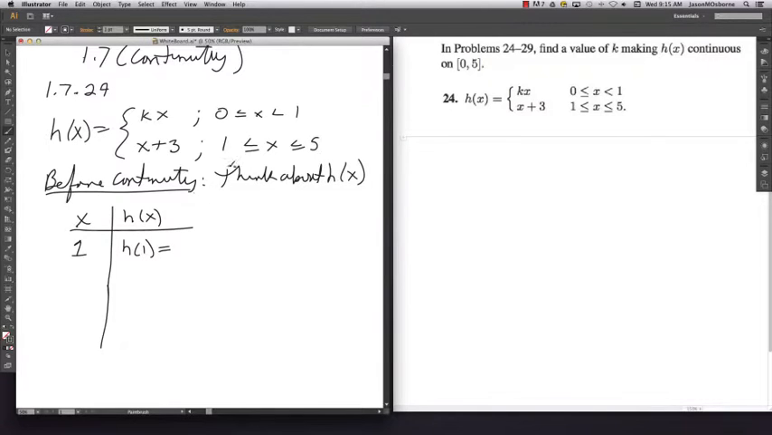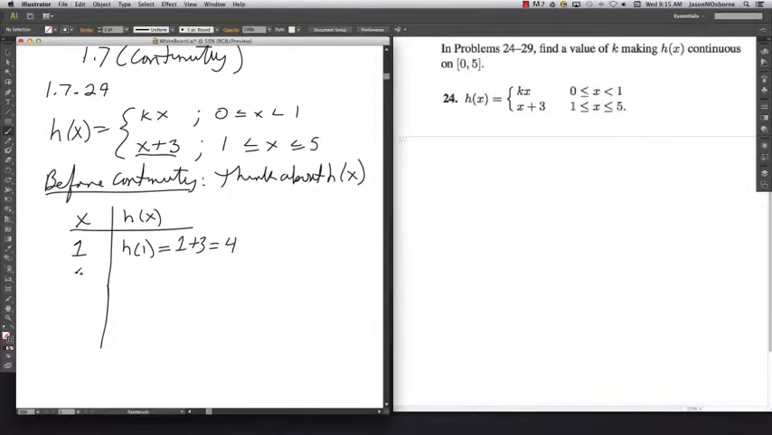Well, this function is defined in two pieces. It's k times x when x is between 0 and 1, 0 inclusive, not including 1. So the function value at 1 is going to be using this other part of the function, when x is equal to 1. So the function will be 1 plus 3. So that would be 4.